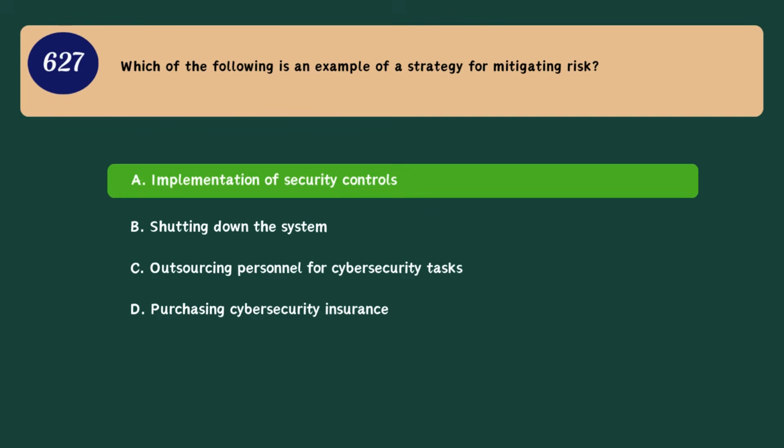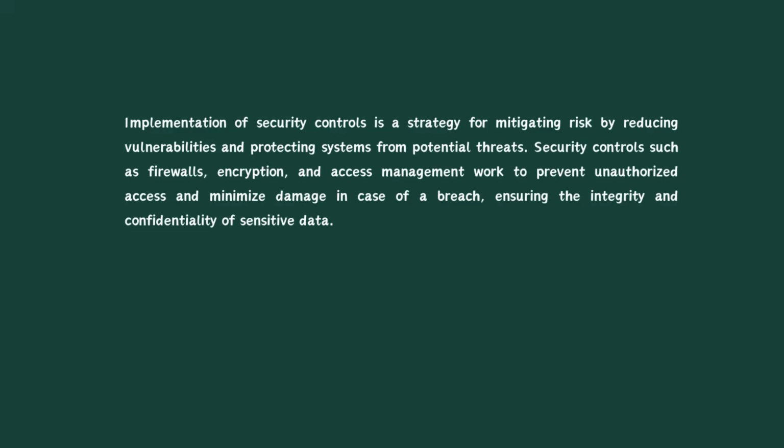Correct answer. A. Implementation of security controls. Implementation of security controls is a strategy for mitigating risk by reducing vulnerabilities and protecting systems from potential threats. Security controls such as firewalls, encryption, and access management work to prevent unauthorized access and minimize damage in case of a breach, ensuring the integrity and confidentiality of sensitive data.